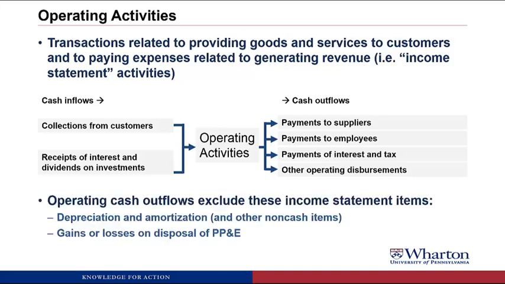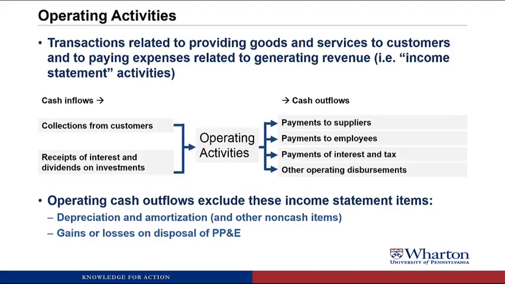There are a few types of transactions that appear on the income statement that we need to make special adjustments for on the cash flow statement, because even though they're on the income statement, they will not be part of cash from operating activities. The first type of adjustment is for depreciation, amortization, and other non-cash items. These will affect income, but there's no cash flow involved, so we need to make an adjustment for them.